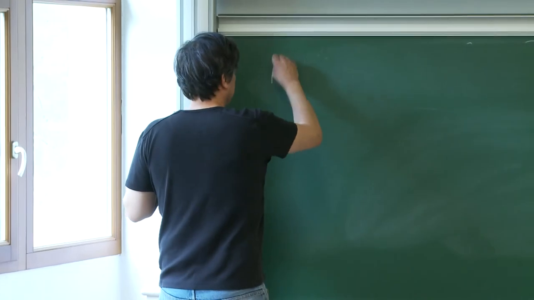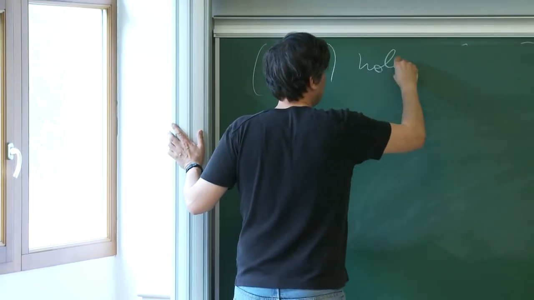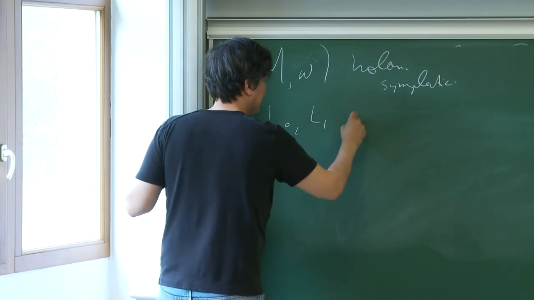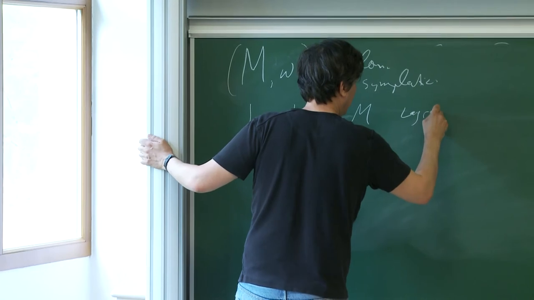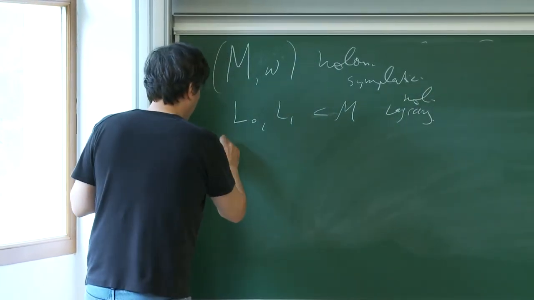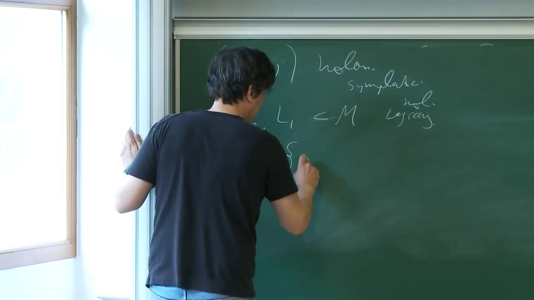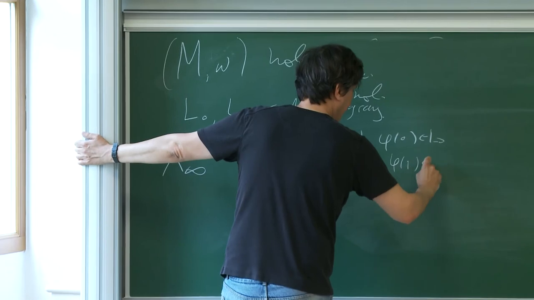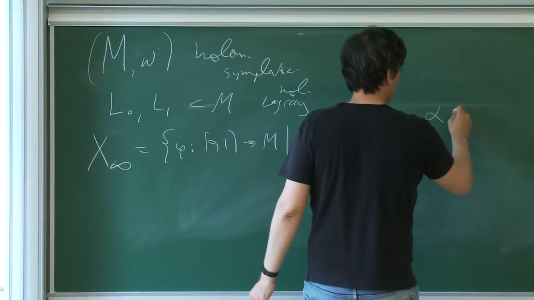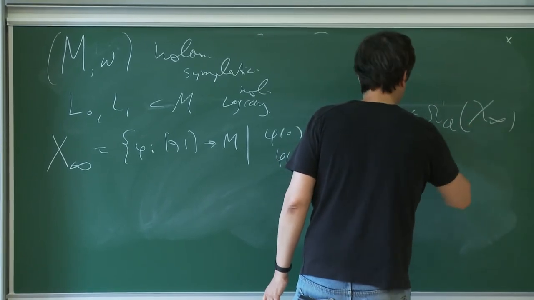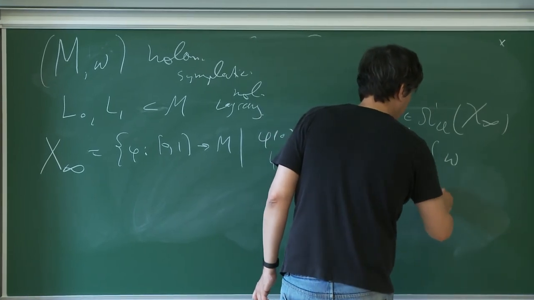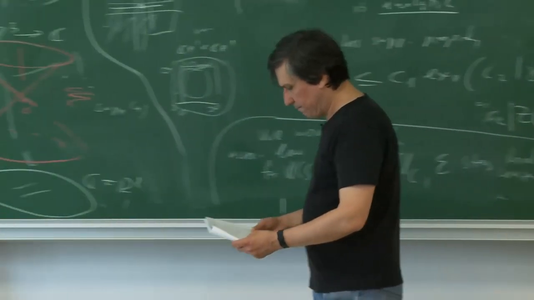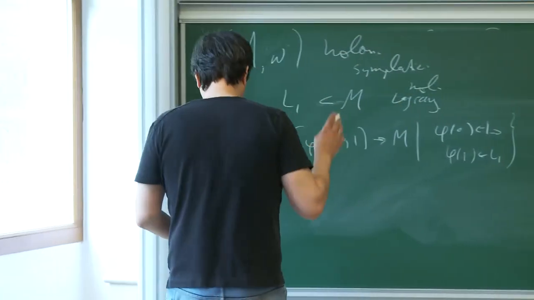And the basic example was the following. I have a holomorphic symplectic manifold, and I have two complex Lagrangian submanifolds, again holomorphic Lagrangian submanifolds. And my space will be infinite dimensional. It will be the space of paths with endpoints on my Lagrangians. And a one form is a closed one form on X infinity, given by the integral of the two form over the path, in some obvious sense. Yes, it's a closed one form. There is also some issue of orientation and so on.